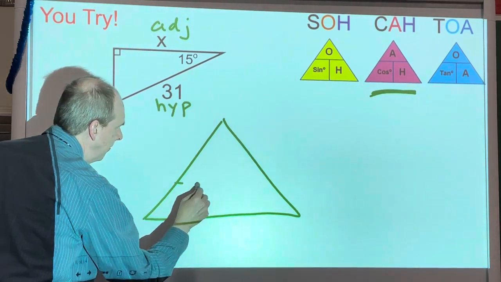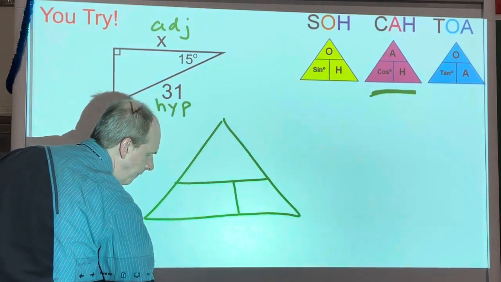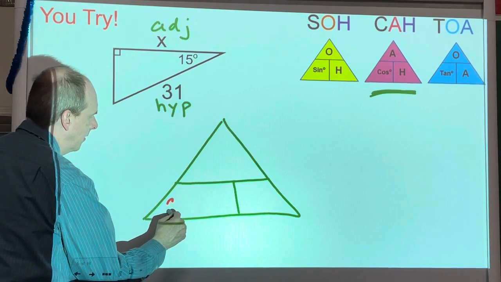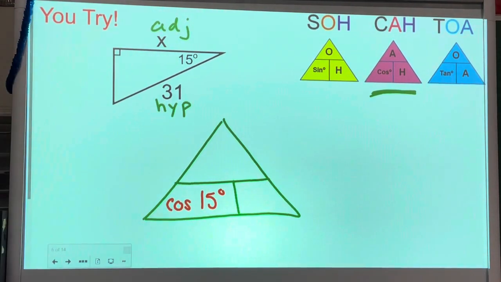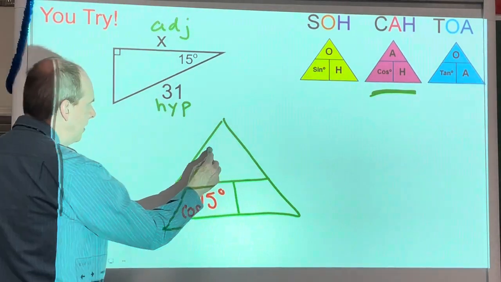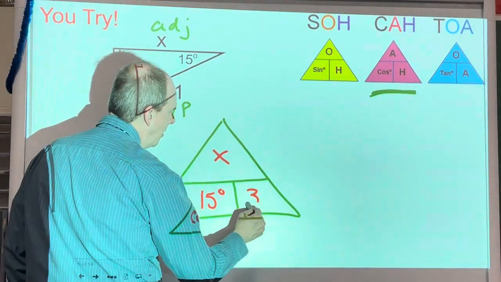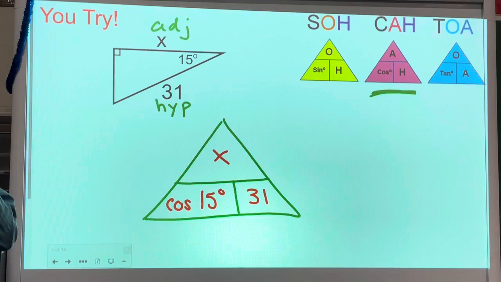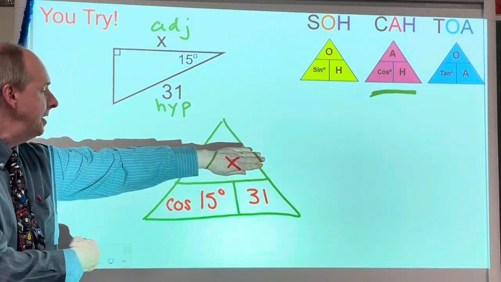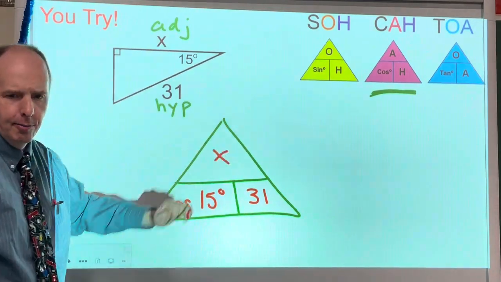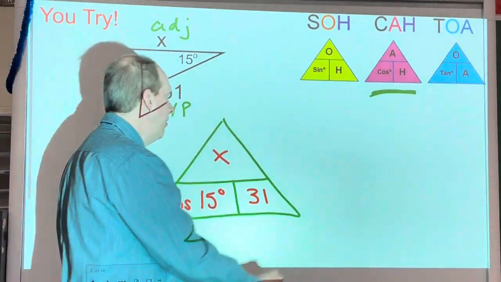Draw my triangle. Fill in what we know. Cosine of 15 degrees equals adjacent over hypotenuse. Cover up the missing piece. They're next to each other. We're going to multiply to solve.